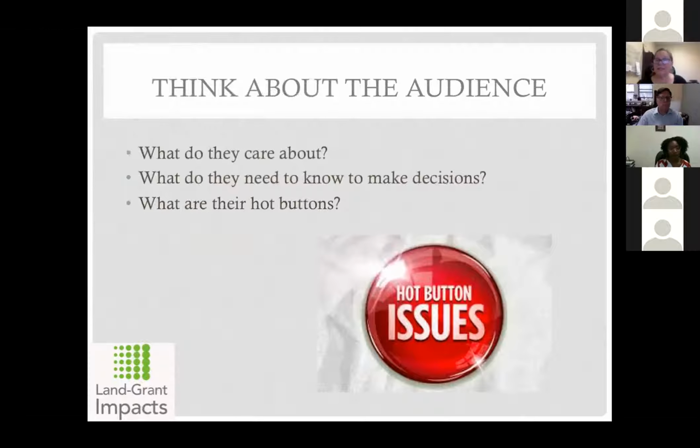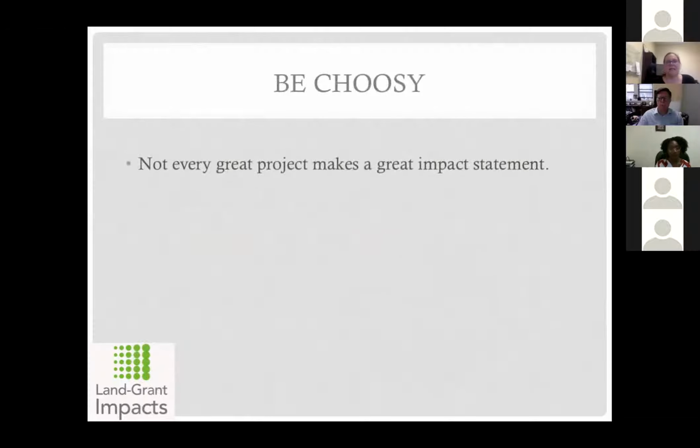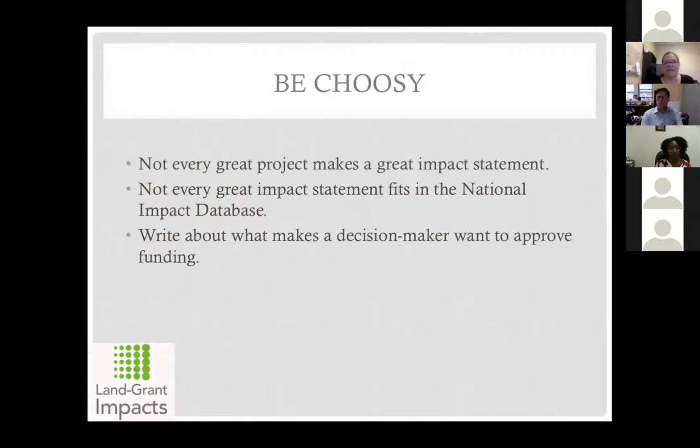Furthermore, what are the things that they may be out there searching for information on, and you want to make sure that your information gets into their hands? So be choosy, because not every great project makes a great impact statement. You can do really terrific work, but it's not really the impact statement that is going to fit into this database. And not every great impact statement fits into the National Impact Database. And the reason is we are looking at such a narrow scope in some ways of those 6 priority issues.